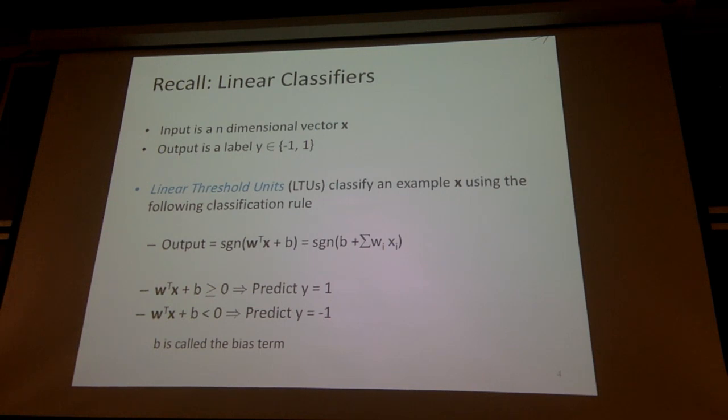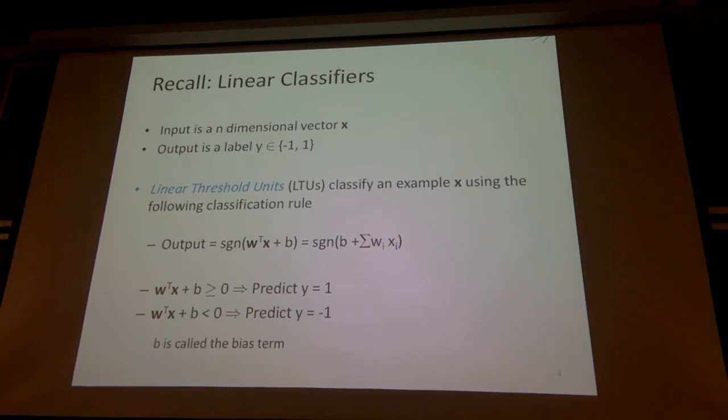Just to remind you about linear classifiers, the input is an n-dimensional vector. We'll call that x, and the output is a single label. We'll use -1 and +1 for the labels. For the output, it's binary classification. -1 is negative, +1 is positive, false and true. A linear threshold unit is this device that takes the input and classifies it by taking the dot product of the input with the features, adding a bias, and taking the sign of the thing. If that dot product is positive, you predict +1, otherwise you predict -1.